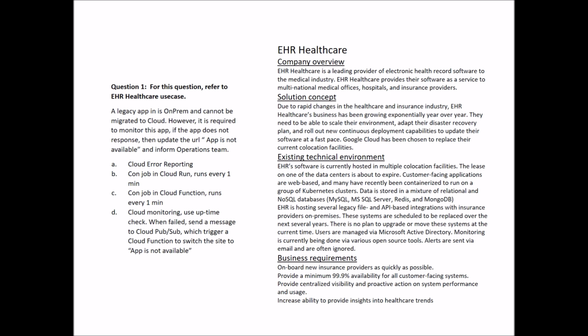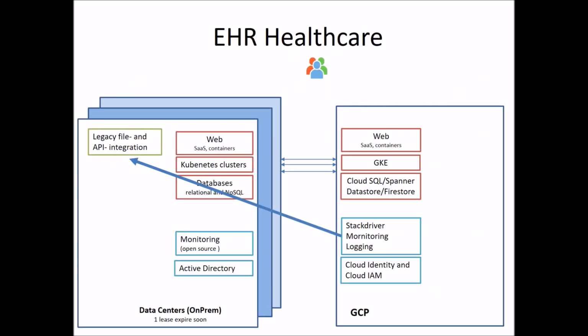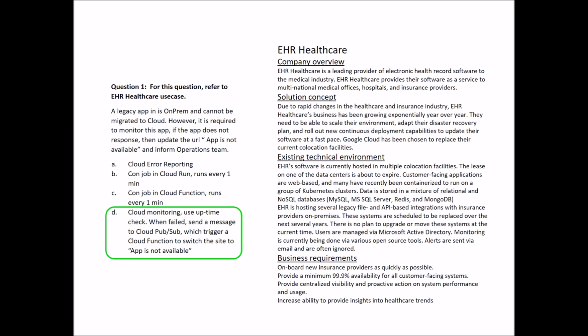When it fails, send a message to Cloud Pub/Sub, which triggers a Cloud Function and switches the site to say the app is not available. So if you refer to the architecture diagram, this is the legacy application which is not migrated to the cloud. Still, there is the need to monitor whether it's still up and running from a cloud-native product. For that reason, use Cloud Monitoring uptime check; when it fails, send a message to Cloud Pub/Sub, which triggers a Cloud Function and switches the site to say the application is not available.